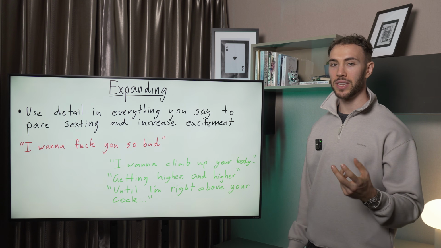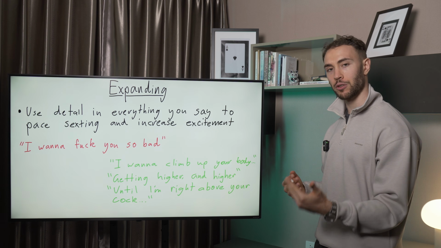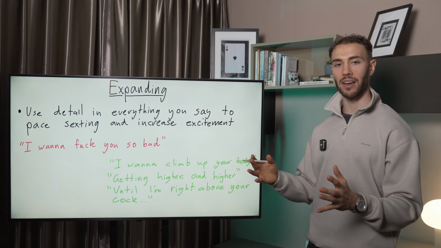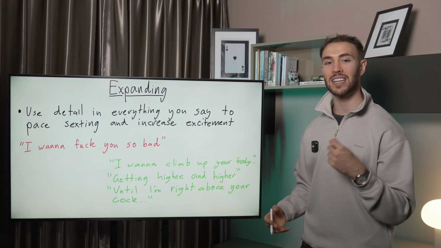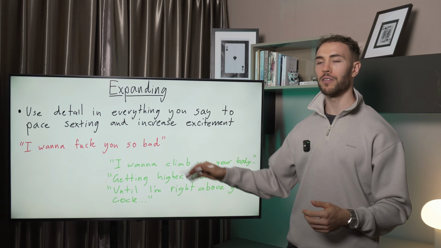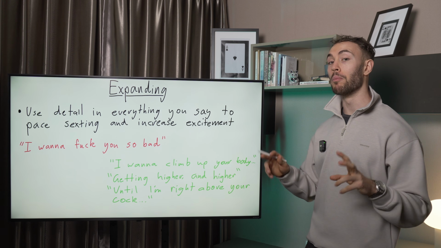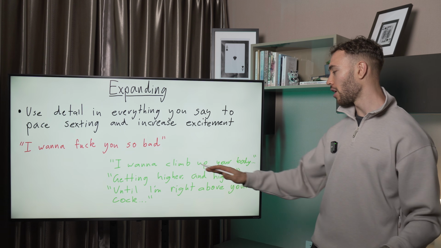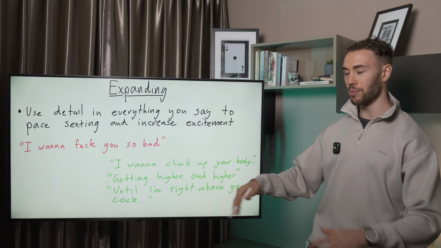Something that really helps with this is what I call expanding. Basically, when you're writing your script, you want to use detail in everything you say. This will help to pace your sexting and increase the excitement. For example, a lot of chatters could say, I want to fuck you so bad. Great, amazing. But you could get more words for your idea, saying something like, I want to climb up your body, getting higher and higher until I'm right above your whatever.